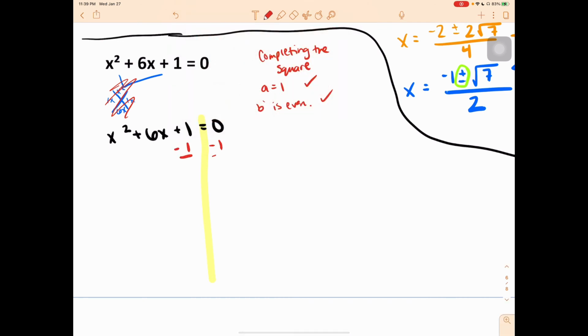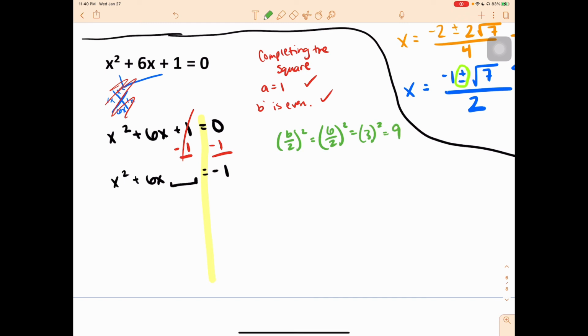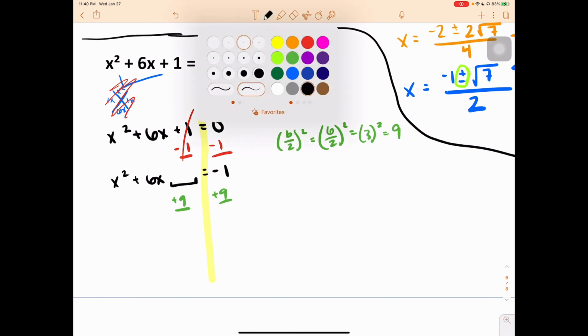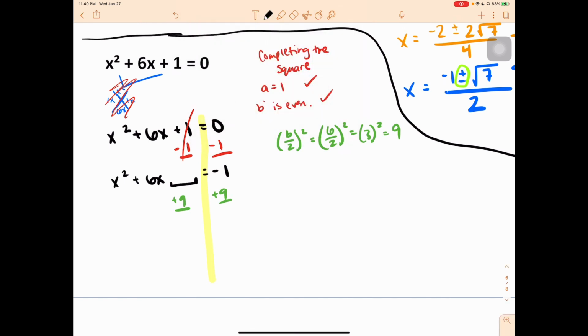I'm going to subtract the 1 from both sides to get the c term out of the way. So we have x squared plus 6x blank equals negative 1. So now in order to complete this square, I have to add b over 2 squared to both sides. My b here is 6. 6 over 2 is 3. 3 squared is 9. So I am adding 9 to both sides of the equation here. So this is for me to be able to complete the square. So I have x squared plus 6x plus 9 equals negative 1 plus 9 is 8.